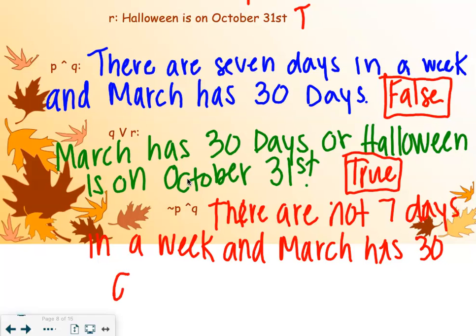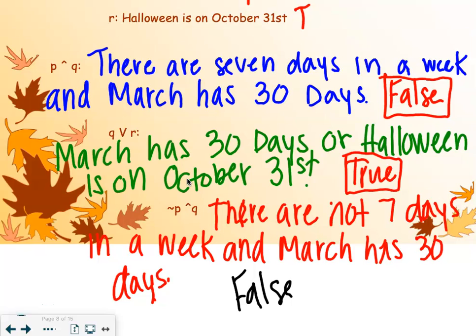Is that true or false? False, because one of them is false and we need them both to be true. Are they both false? Yep, but for it to be true, both would have to be true. How do you feel about writing compound statements? Easy? Okay, follow your pattern. Now go to your next page when you're ready.